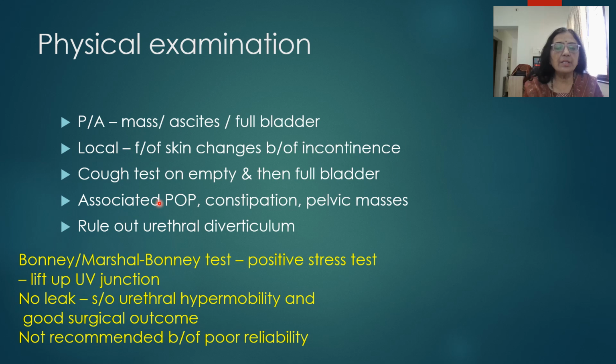Then we need to see whether there is associated pelvic organ prolapse, especially apical and anterior compartment defects. That we need to focus on. If the patient has severe constipation, that can aggravate SUI, or whether there are any pelvic masses which are leading to raised abdominal pressure. Then we need to rule out urethral diverticulum. We can suspect urethral diverticulum if there is redness or swelling around the urethral orifice, and in that case, cystoscopy is the investigation. Though it is rare, it will help us to diagnose urethral diverticulum.